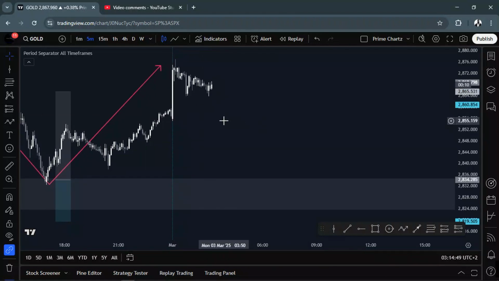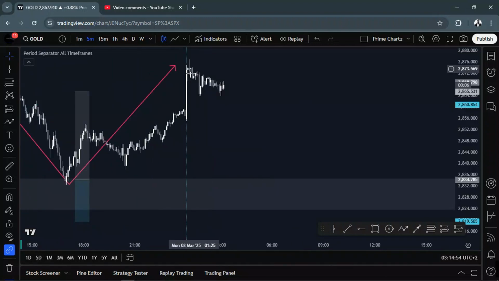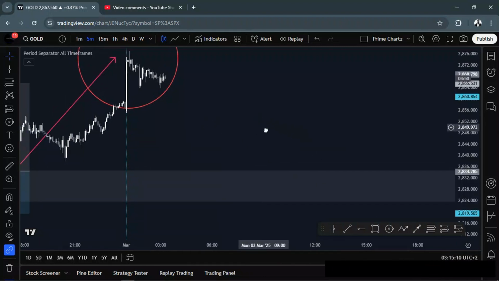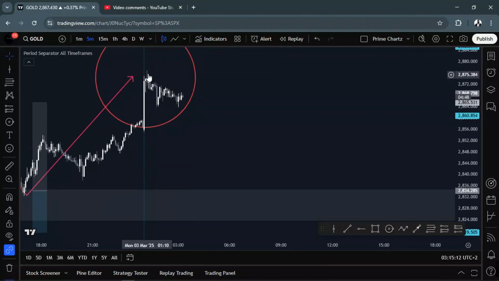So here, this is Monday, the 3rd of March. So this is the current price of gold. As you can see the time here, this is 3 a.m. We don't sleep, guys. This is 3 a.m. So market has just opened from here, and this is the current price of gold.